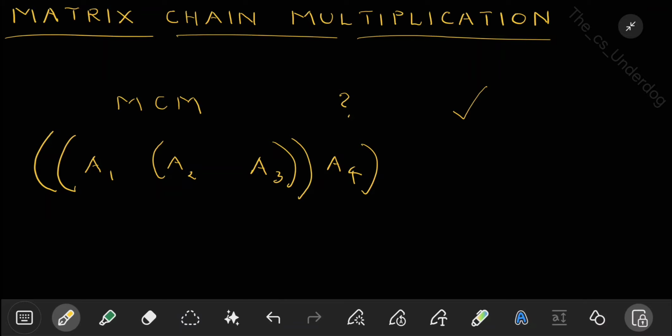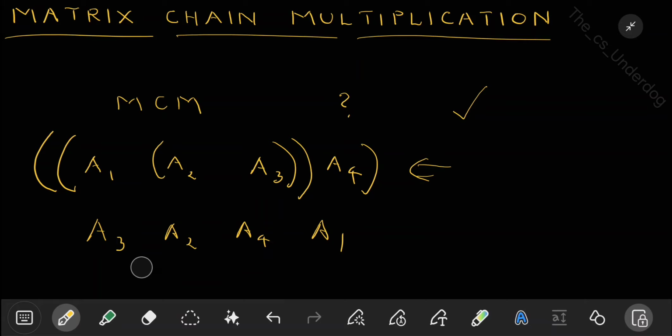Keep in mind that when I say order, I only mean the order of parenthesization. You can't interchange the order of the matrices. That is, you can't do it like A3 into A2 into A4 into A1. You cannot perform the multiplication like this. This is wrong. Moreover, it may not even be possible to multiply in this manner. Why did I say that it may not even be possible to perform this multiplication?